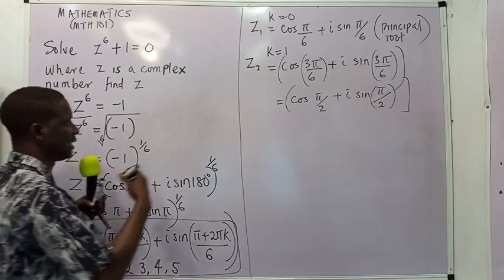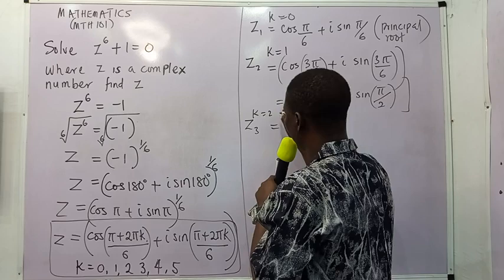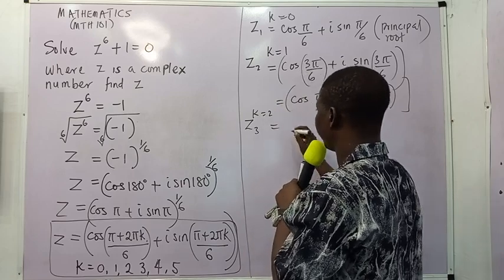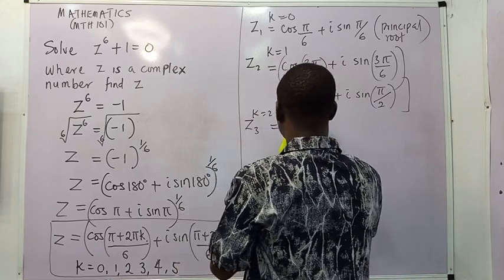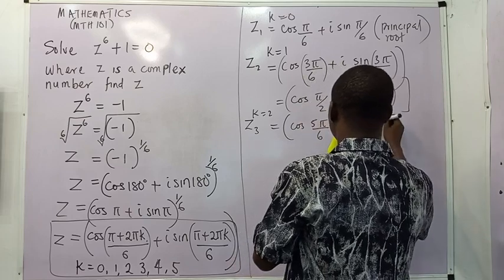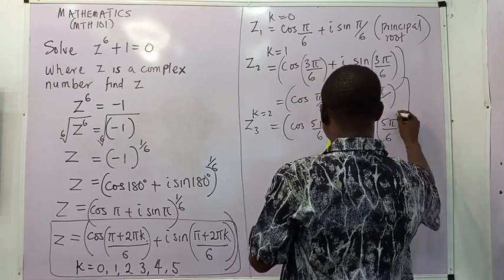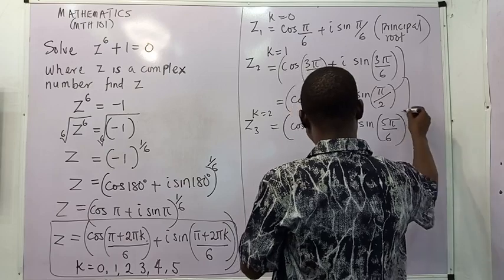So you use the same thing you do for all that. If you do for Z3 when k equal to 2, you are going to have 5 pi, that means cos 5 pi over 6 plus I sine 5 pi over 6. That means when k is equal to 2.